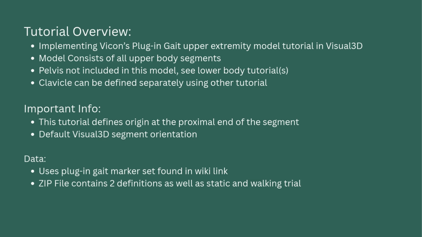Complete this tutorial using the plug and gate marker set found on the wiki. It will be easiest if you use the same naming convention. Please note that this is a minimal marker set, so if there is target dropout or a target was not placed, you will likely not be able to use the marker set. This model is also very sensitive to subject's posture during the static trial. When using this model, you should make sure that the subject is in a T-pose during the static trial.